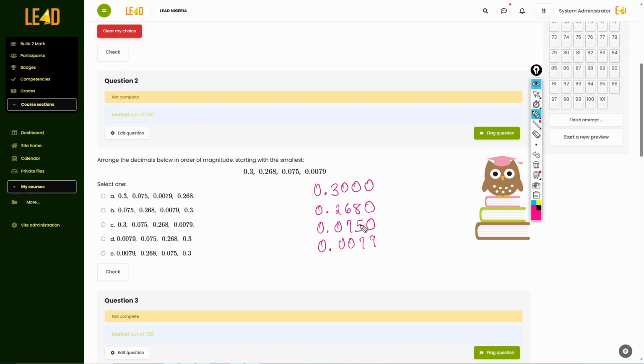Okay, good. So looking at this now, you can see what the numbers look like. This looks like 79, so it's the smallest. This looks like 750. This looks like 2,680, and then the 0.3 now looks like 3,000. So when you make sure that they all have the same number of decimal places, then you can actually see and compare them properly.